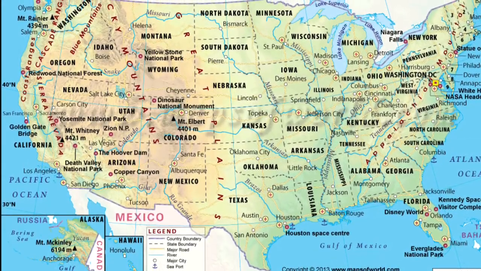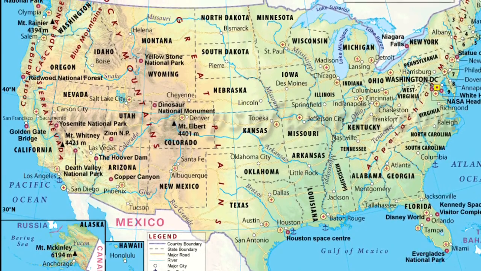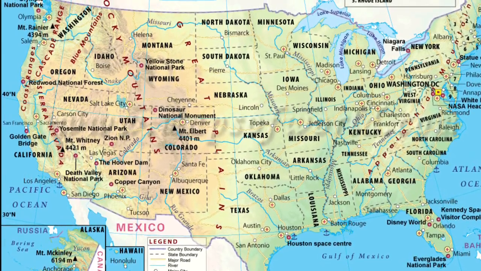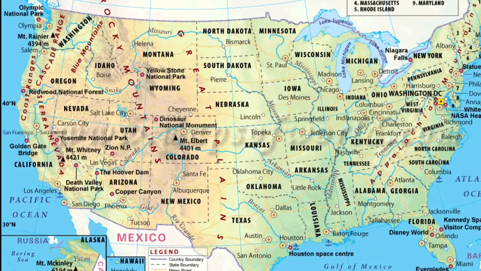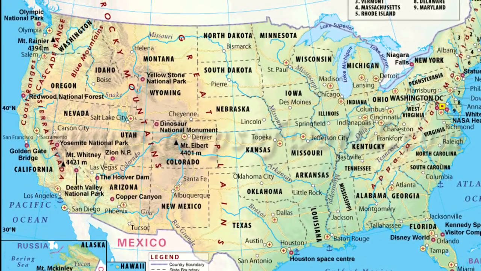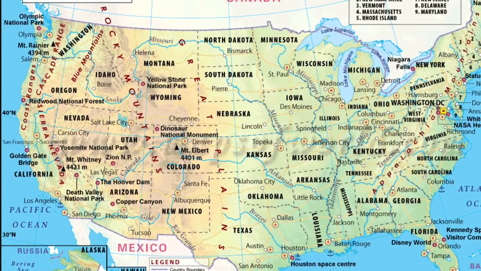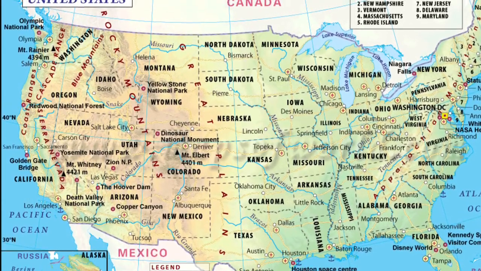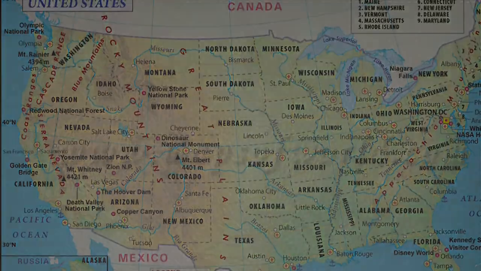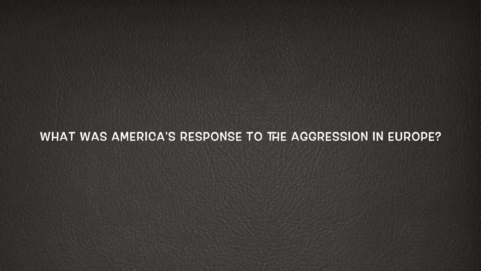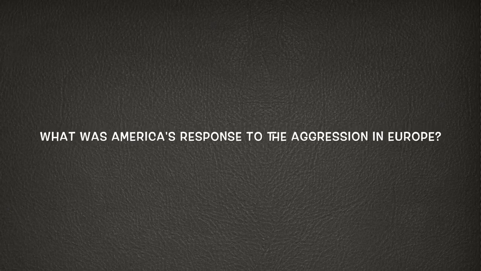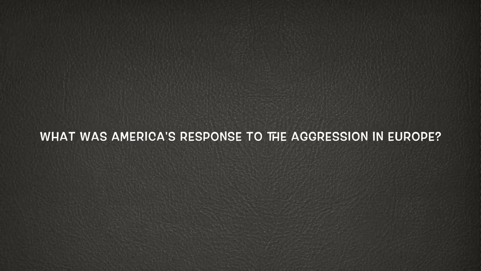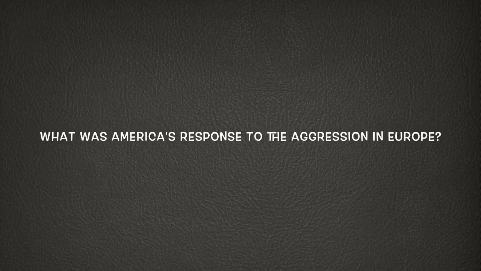So, keeping all that in mind, it is time to start looking at how the United States responded to all this aggression going on in Europe. So that is going to be the subject of the video, how the United States responded to the aggression in Europe. By the end of this video, make sure you can answer the question, what was America's initial response to the aggression in Europe? So get ready to take some notes, answer that question, and learn some more history.